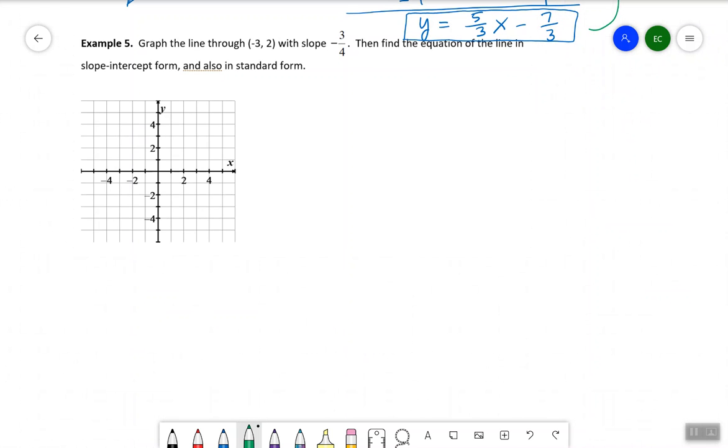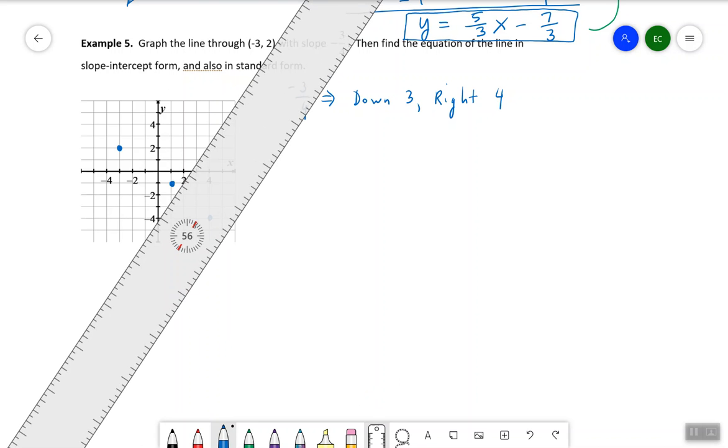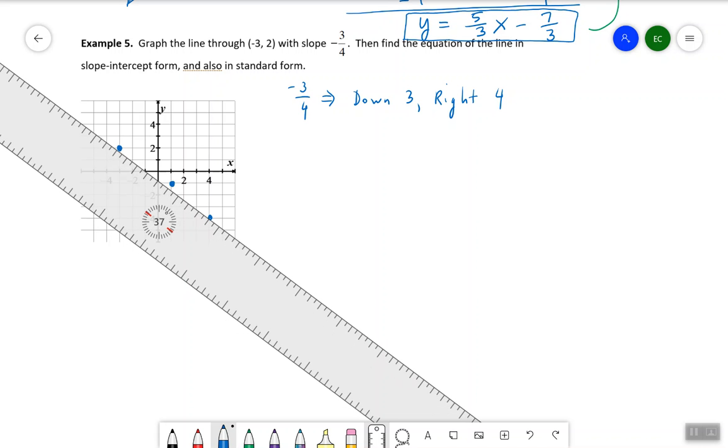Example 5, graph the line through -3, 2. So plot that point with a slope of -3/4. So -3 over 4 means down 3, right 4. Down 3, right 1, 2, 3, 4. We can do that a couple more times. And we can draw our line through those points.